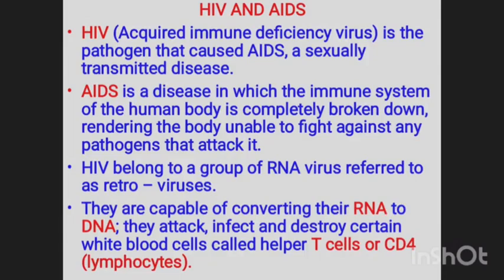Now the HIV, which we all know as human immunodeficiency virus, is a pathogen that causes what? AIDS. So the HIV itself causes the disease called what? AIDS. And one way this disease is spread or transmitted is through what? Majorly through sexual intercourse. Now, AIDS is a disease in which the human immune system is completely broken down. Alright? It's completely broken down.